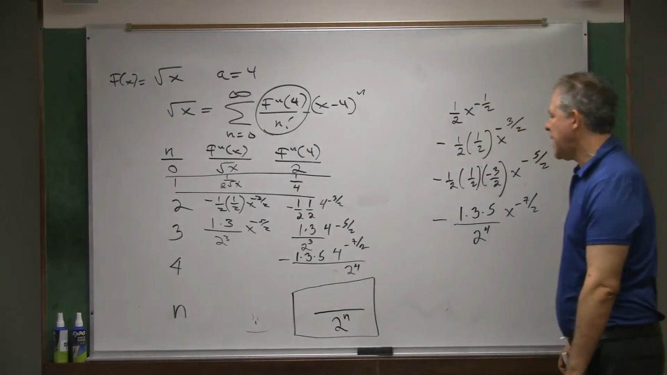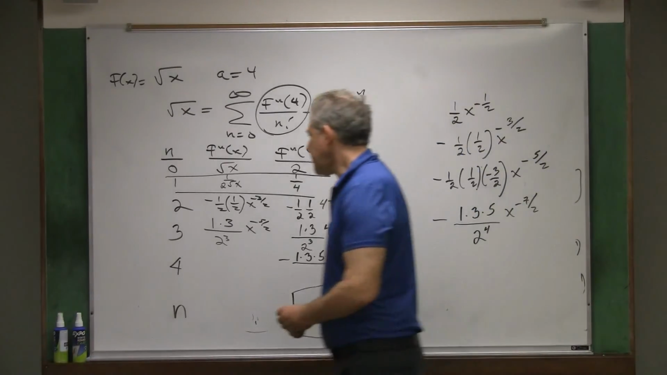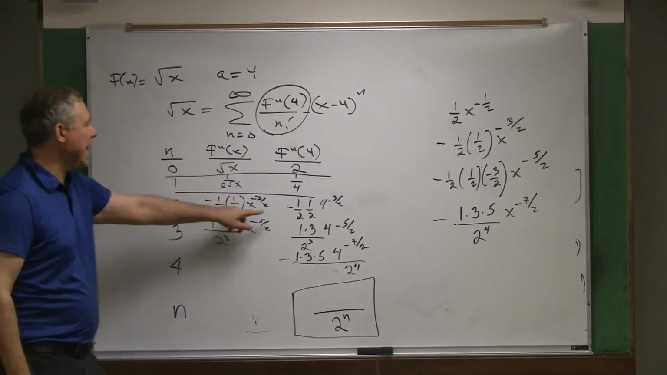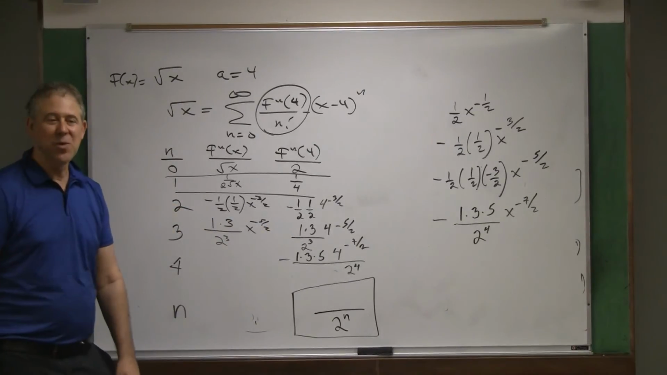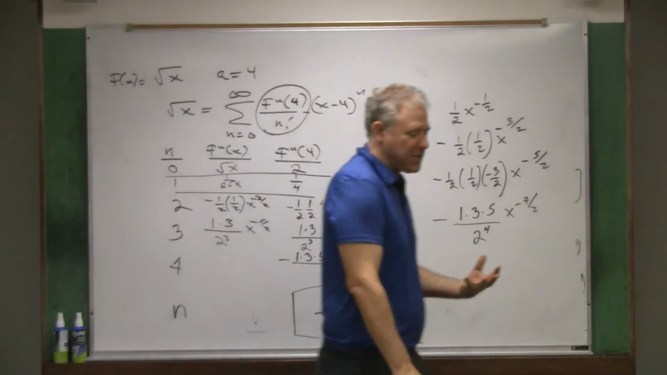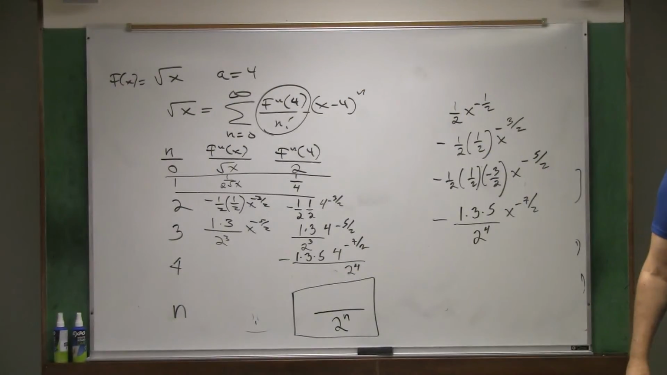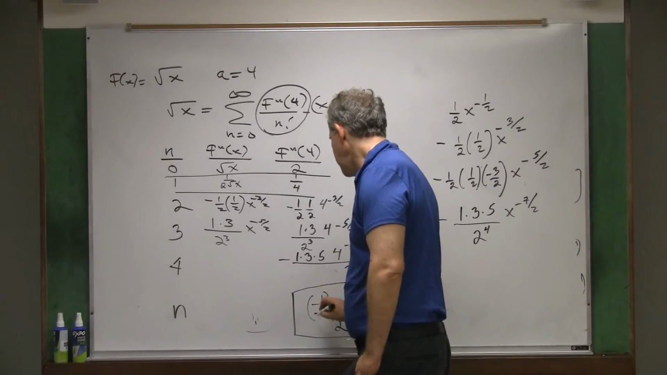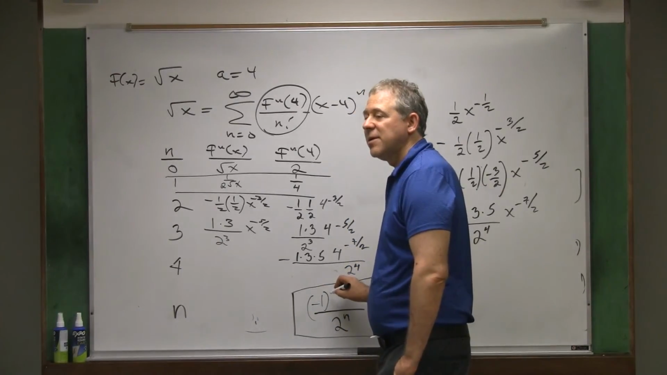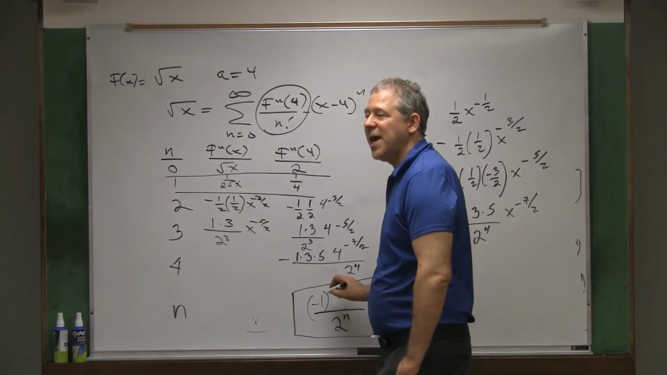Okay. Now, when it's 2, it's negative. When it's 3, it's positive. When it's 4, it's negative. So which ones are having the positive? The odds. So we want odd to be positive, even to be negative. How do you express that? Minus 1 to the what? Minus 1 to the n does the opposite.